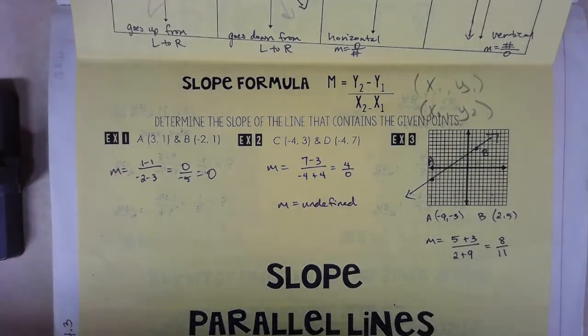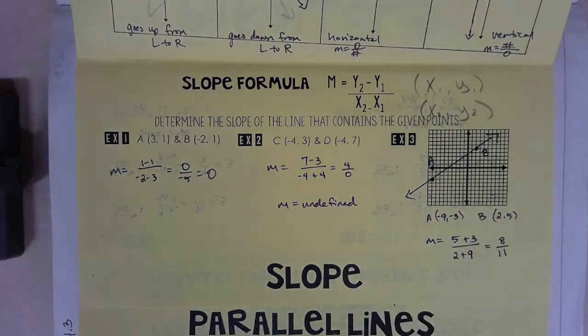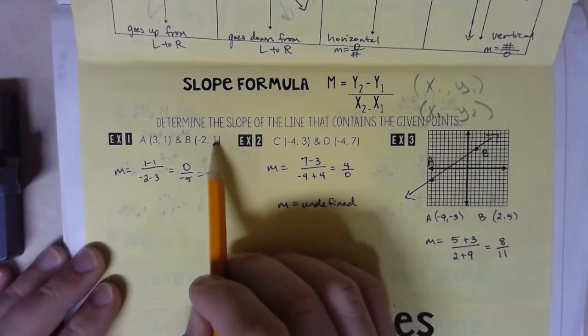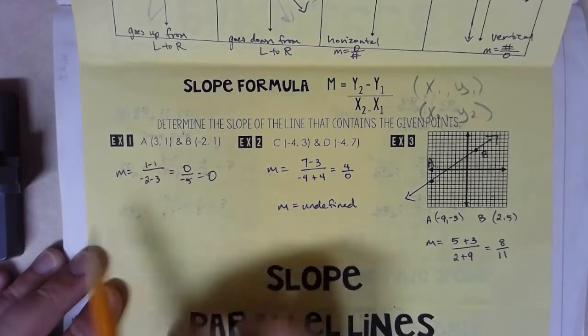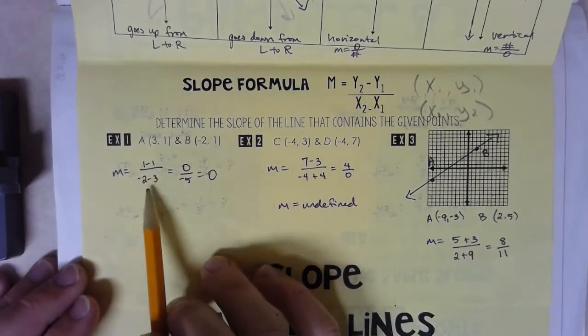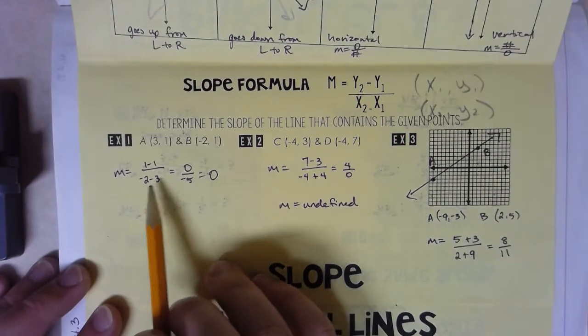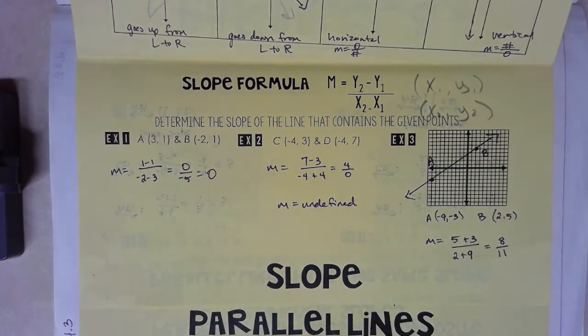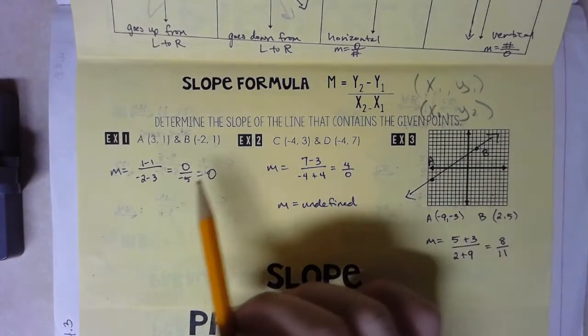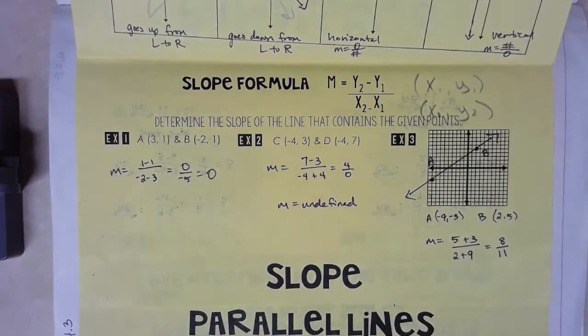Okay, so example 1, we're given points A and B, A at 3, 1, B at negative 2, 1, and we're asked to determine how to find the slope in these two. So I'd set it up as y2 minus y1 over x2 minus x1. So 1 minus 1 would give me 0. Negative 2 minus 3 would give me negative 5. And 0 divided by any number will just be 0. So my slope of this line will have a slope of 0. So it will just be a flat horizontal line.